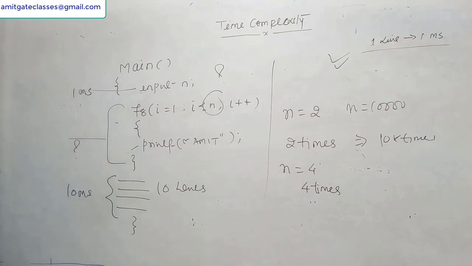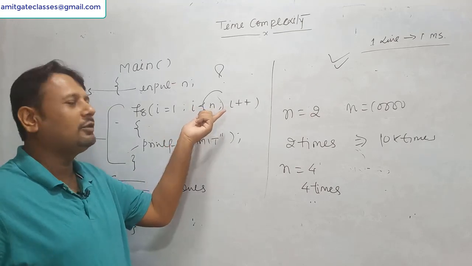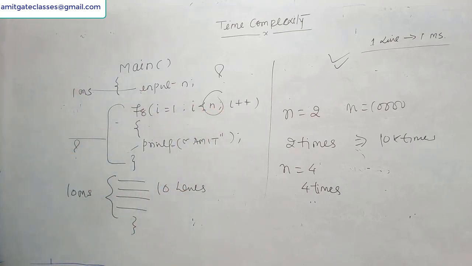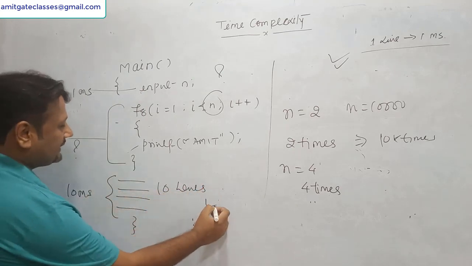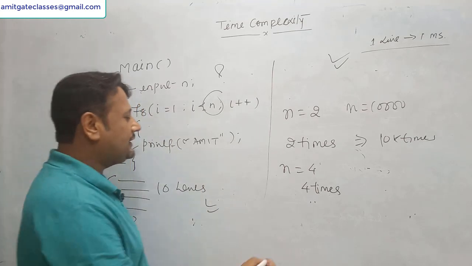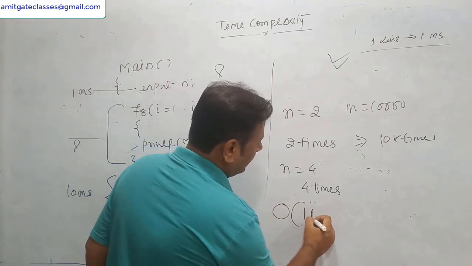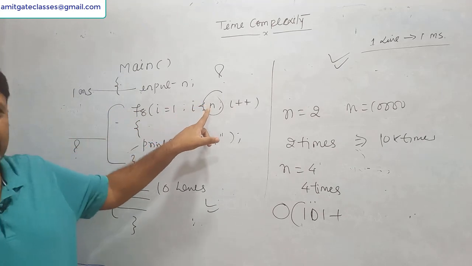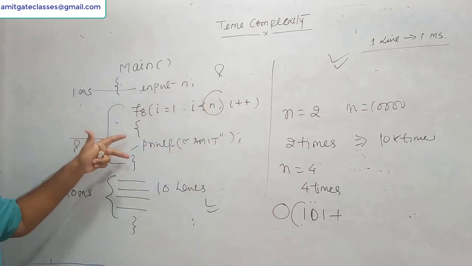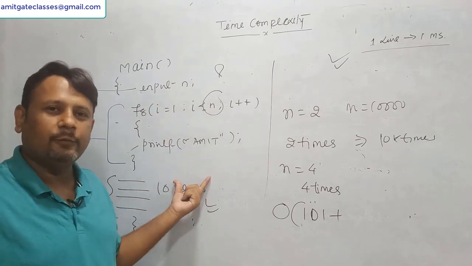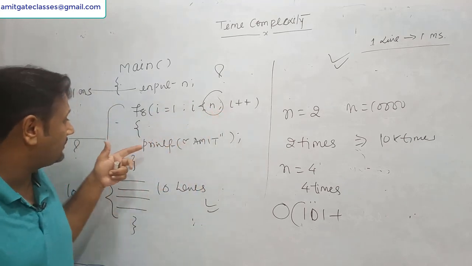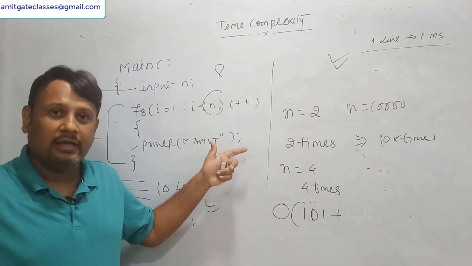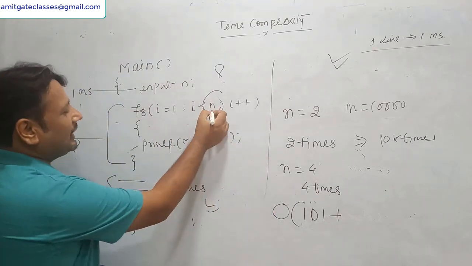But what is not fixed? Here we don't know how much time this for loop is going to run, because this printf statement is totally dependent on this value n, and this value will be given by the user. That means these lines are going to take 101 milliseconds plus. This for loop is purely dependent on which value? The n value. If n equals 2, this is going to run 2 times. If n equals 4, 4 times. If n equals 10,000, this printf statement is going to run how many times? 10,000 times.